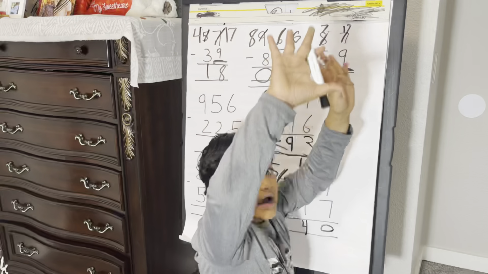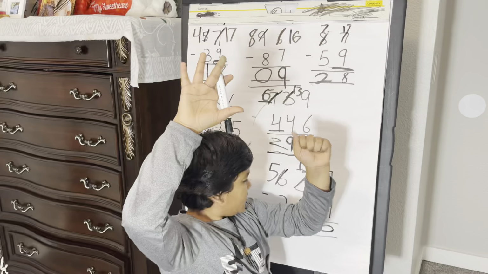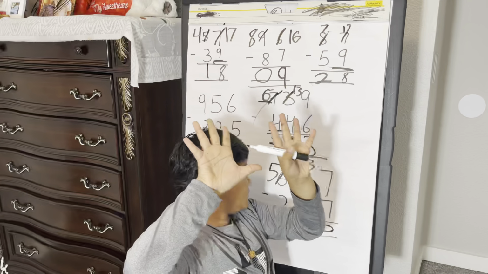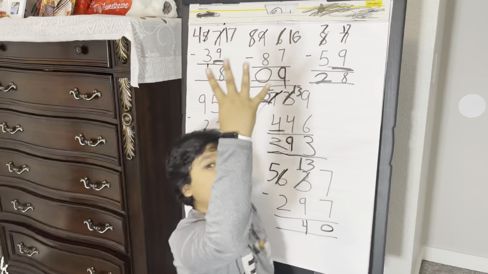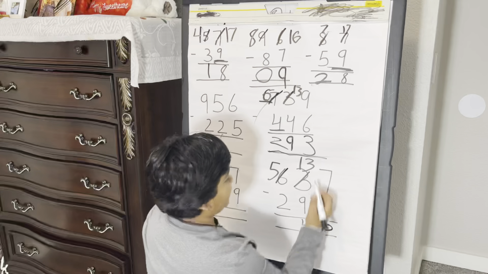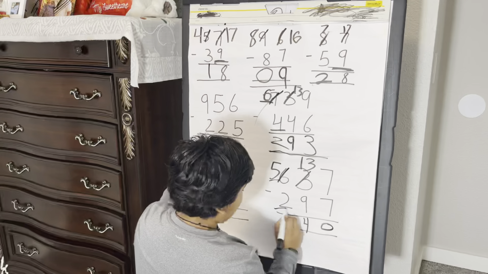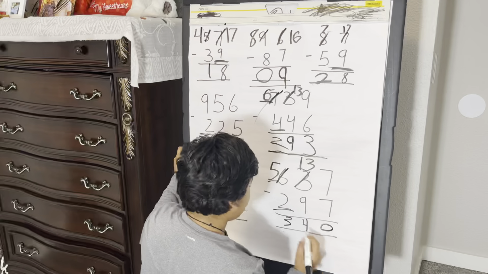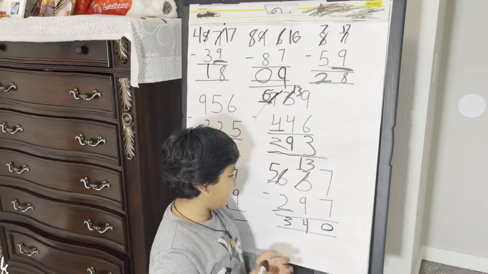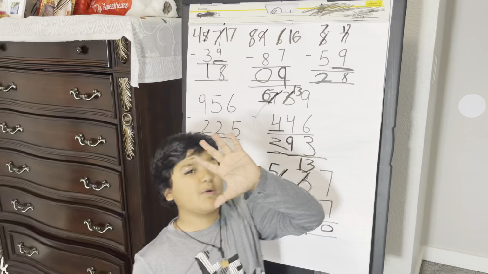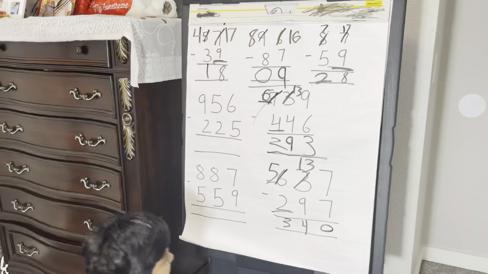Because 9, 10, 11, 12, 13, that would be 4. So 13 minus 9 equals 4. And then 5 minus 2 equals 3. And why? Because if you have 5 and you take 2 away, 1, 2. So you only have 3 left.